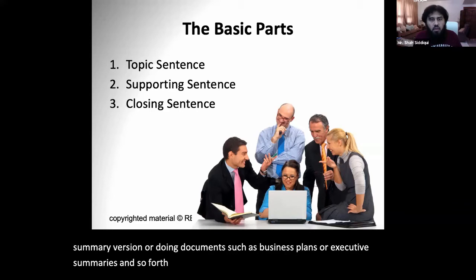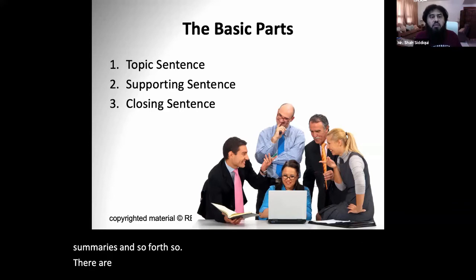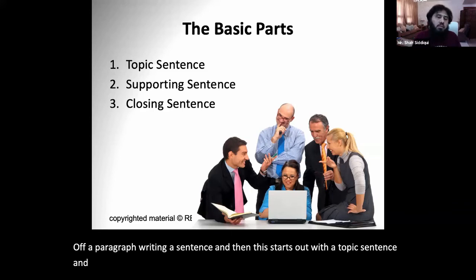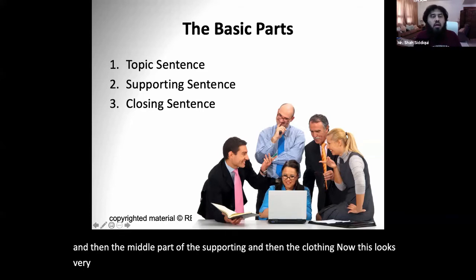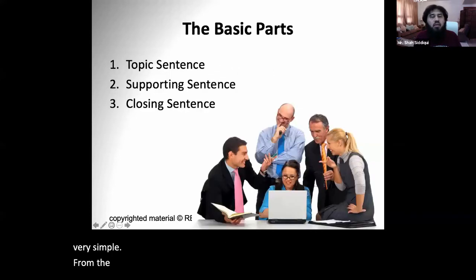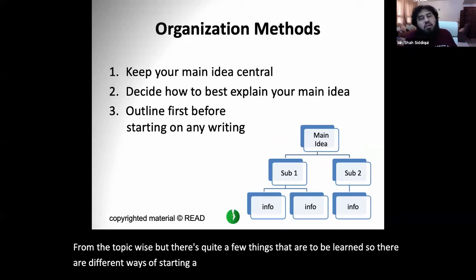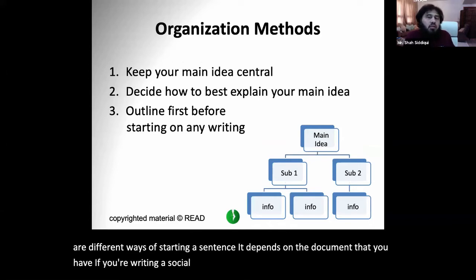So there are three basic parts of a paragraph: this starts out with a topic sentence, then the middle part of the supporting, and then the closing. Now this looks very simple topic-wise, but there are quite a few things to be learned. There are different ways of starting a sentence. It depends on the document that you have. If you're writing a social note, these rules would still apply.